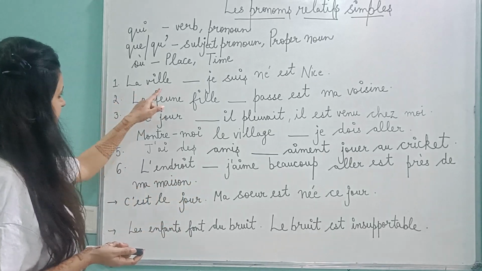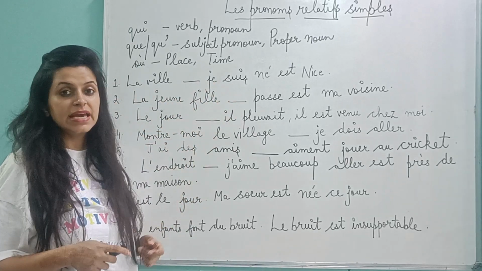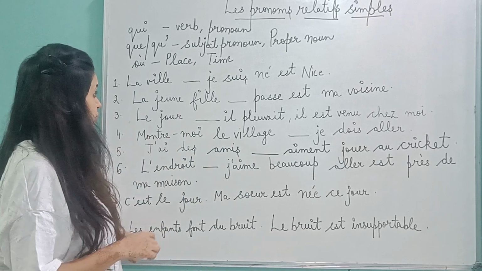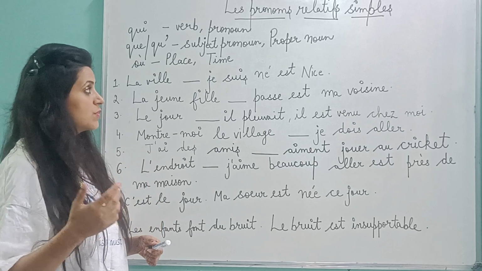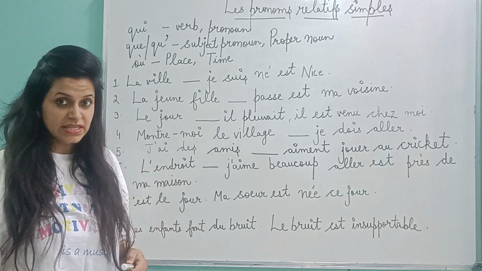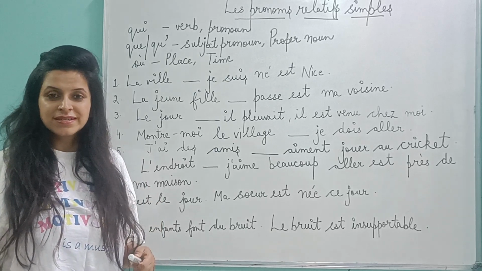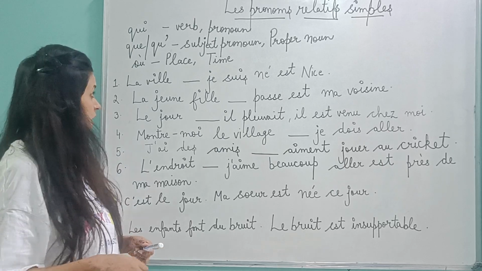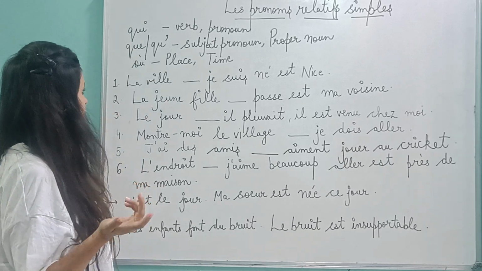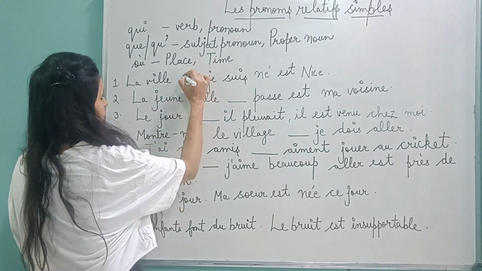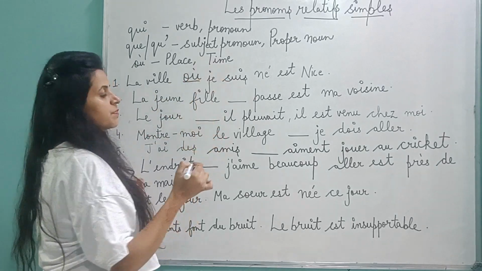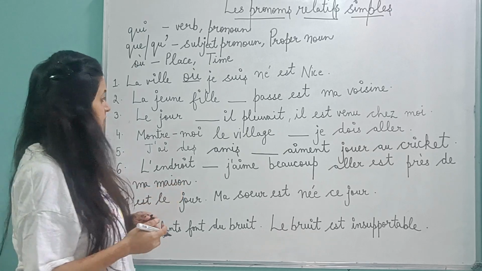La ville dash je suis né is Nice. So you need to read the sentence, you need to understand the sentence. The city dash I was born is Nice. Nice is a city, where is it? It's in France, très bien. So the city, which one are we going to write? We're talking about a place. So we're going to write où. The city where I was born is Nice.